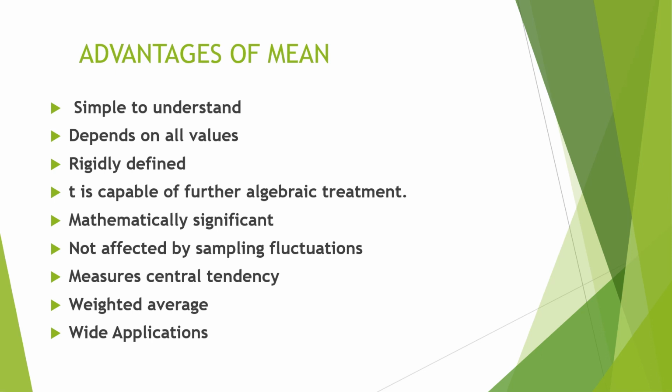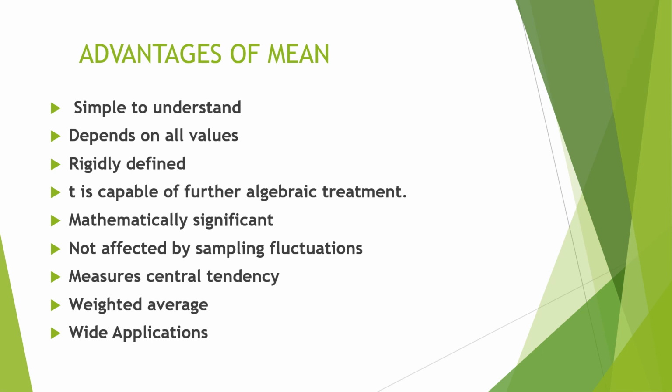Next is, it is capable of further algebraic treatment. For example, if we are given the arithmetic mean and sizes of two groups, we can find an algebraic formula for the mean of the combined group also. And this cannot be done for the median or mode. So this is the advantage of the mean.